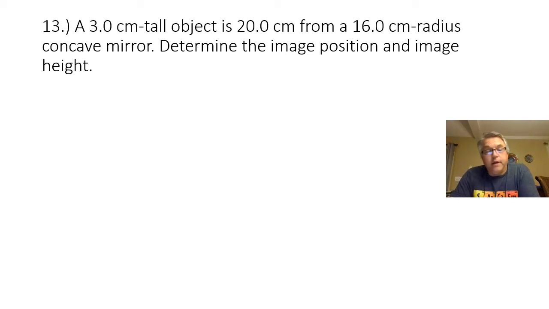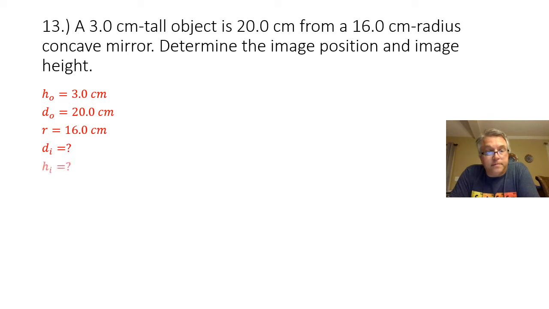So what are we given in this problem? We are given the height of the object, which is 3 centimeters. We are given the distance of the object from the mirror, so the object distance is 20 centimeters. And the radius of curvature is 16 centimeters. We are being asked to find the image distance and the image height.